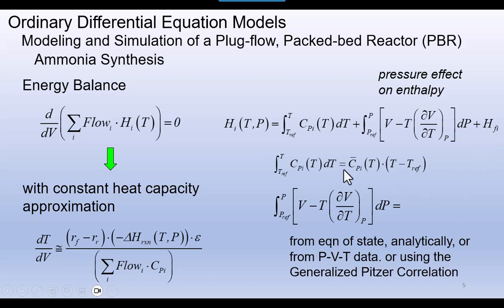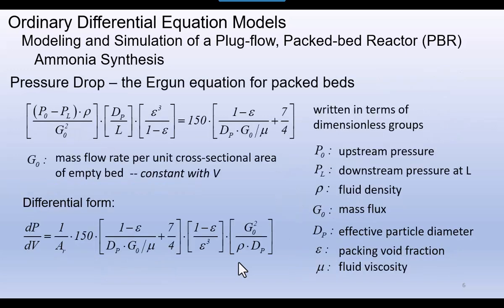And we can express this integral in terms of an average heat capacity times a delta T. And then the integral on pressure here, all right, we can get that from an equation of state, possibly analytically, or from actual data, or using something called a generalized Pitzer correlation. So keep that, that's your slide for the energy balance.